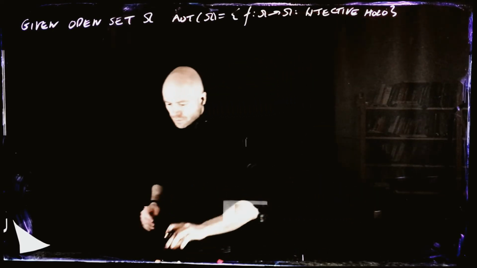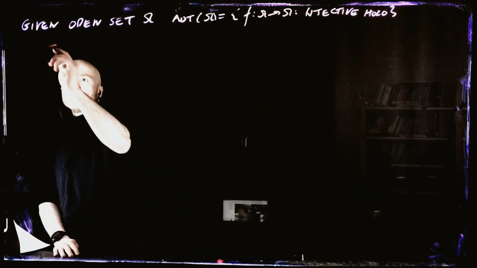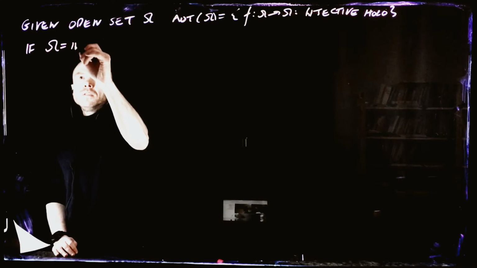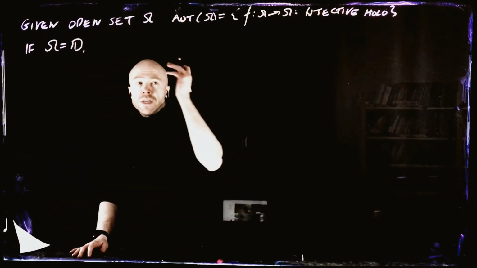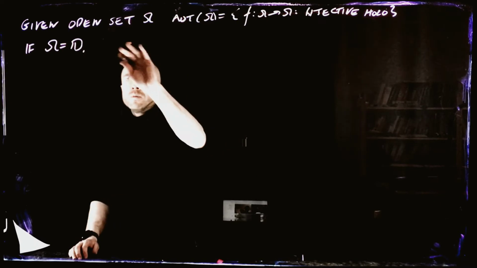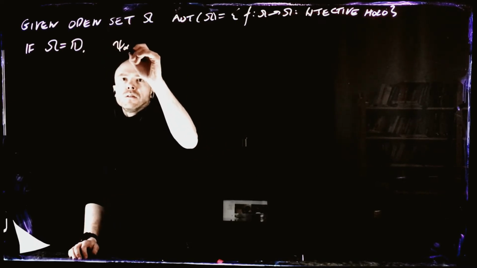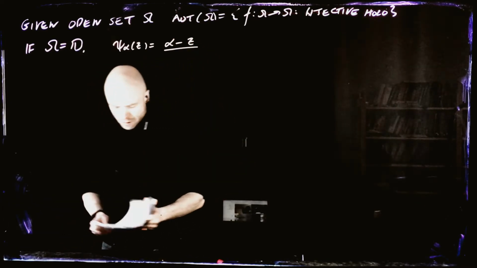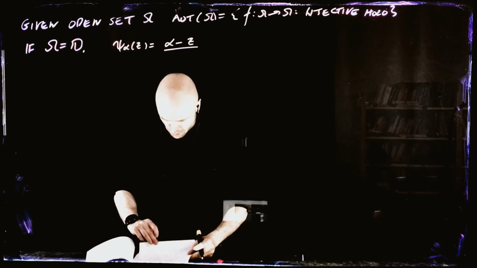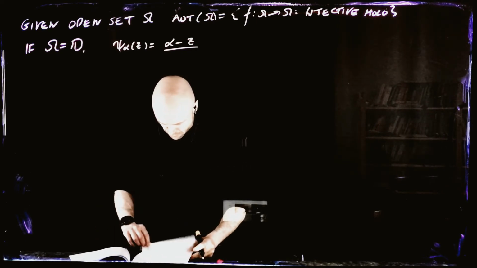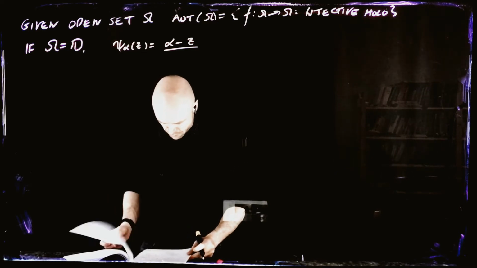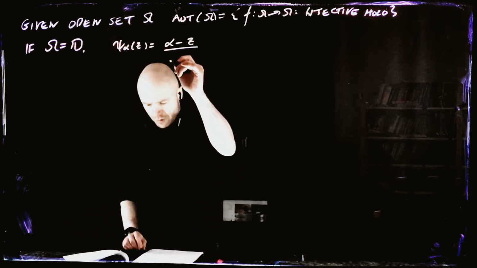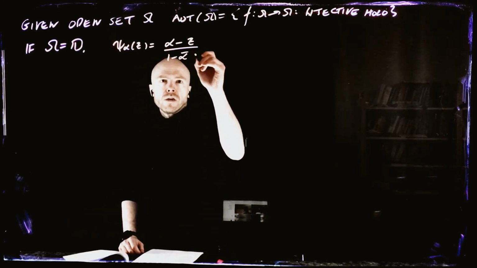Okay, so let's take the simplest case. So if omega is equal to D, then it turns out that we can find a large class of these examples in the following way. So let's define phi alpha of z equals alpha minus z over 1 minus alpha bar z.